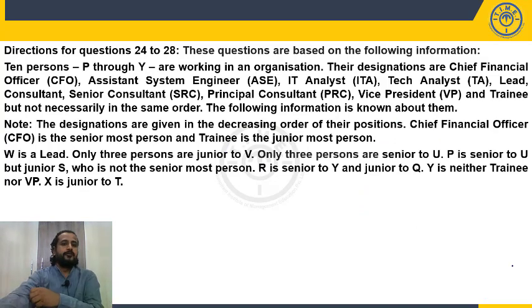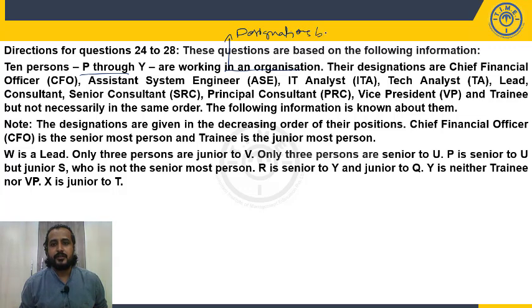Next. Directions for questions 24 to 28. 10 persons P through Y are working in an organization. Their designations are CFO, ASC, ITA, TA, lead, consultant, SRC, PRC, VP and trainee, but not necessarily in the same order. The following information is known about them. By looking at these designations, which model is this question of? Designation based. So how to answer the designation based questions?